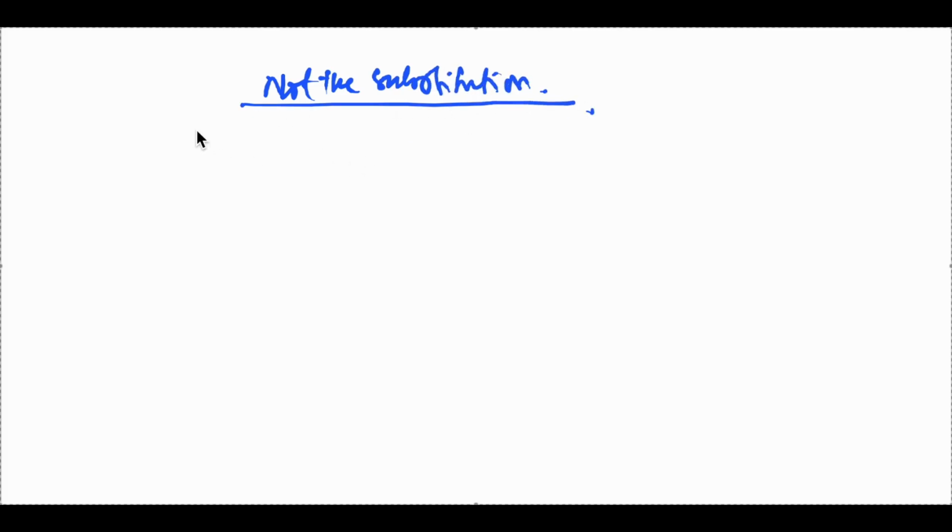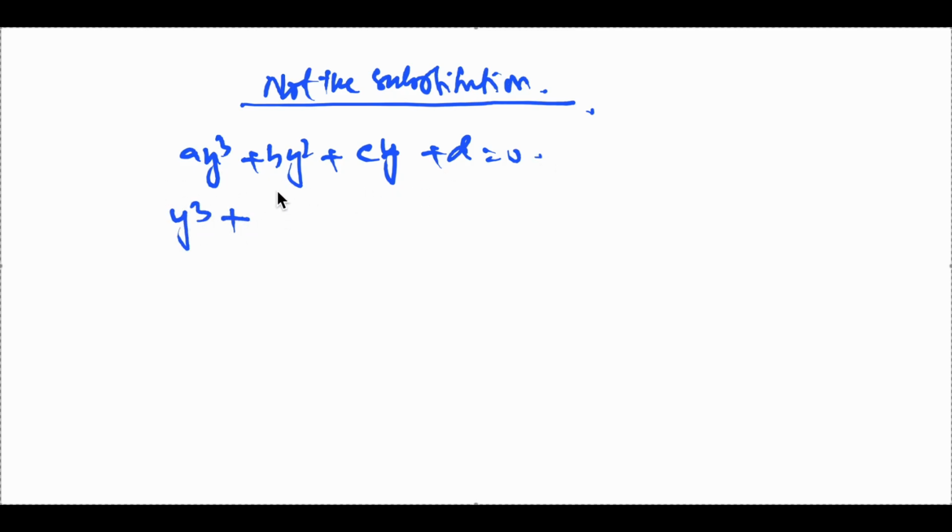Another method is not the substitution. I will not use substitution here. For the general cubic equation, I can take a y cubed plus b y squared plus c y plus d is equal to 0. If I divide by a, this becomes y cubed plus b upon a y squared plus c upon a y plus d upon a is equal to 0.